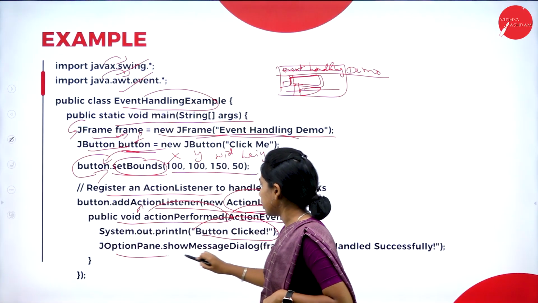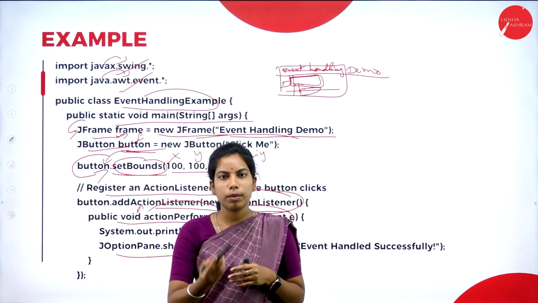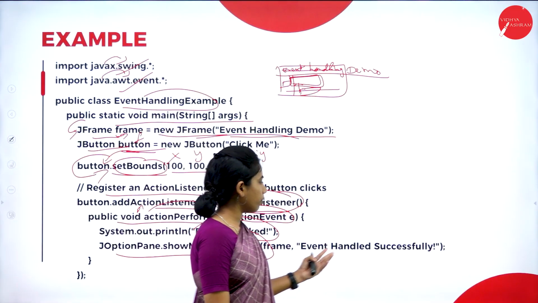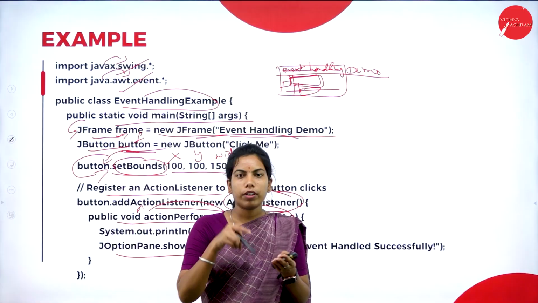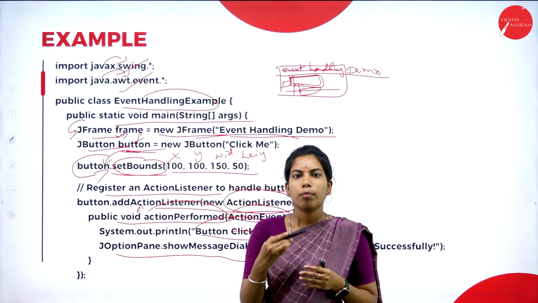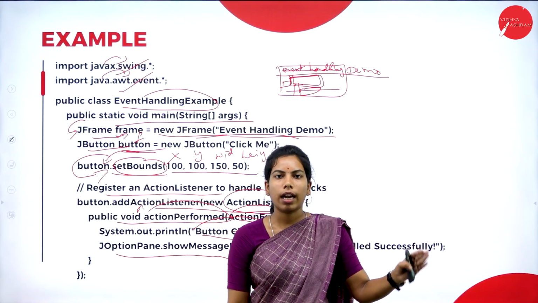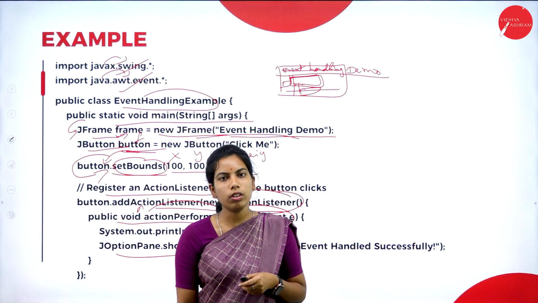And after that, a JOptionPane showMessageDialog, meaning it will pop up a message, right? That is, our event handled successfully. Every time I click the button, it has to show a message to the user, right? So after clicking, it shows: event handled successfully. This is how you have to create it.